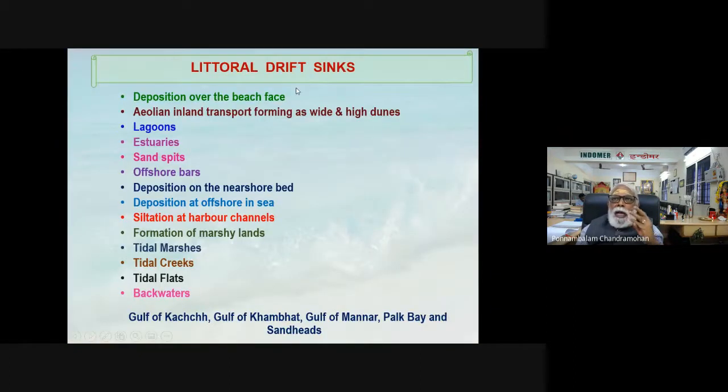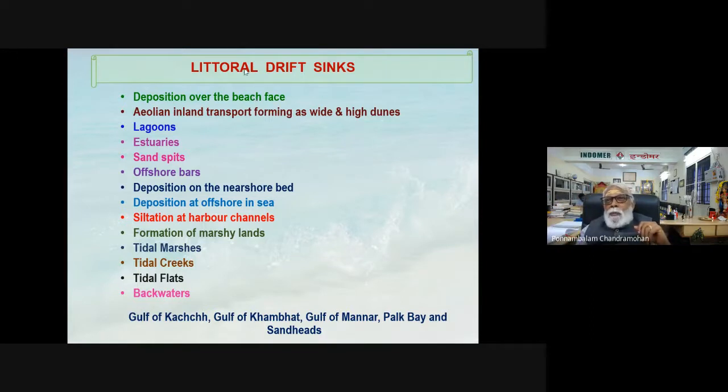And I told you about the sink. What are the different kinds of sinks? The first one is the accumulation on the beach face. Most of the littoral drift gets deposited on the beach face, and the water will retreat inside the beach, which has got about 500-meter width now. Maybe after 10 years, it may be 1 kilometer. Here's the accumulation of the sand.